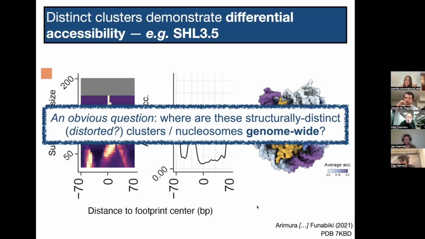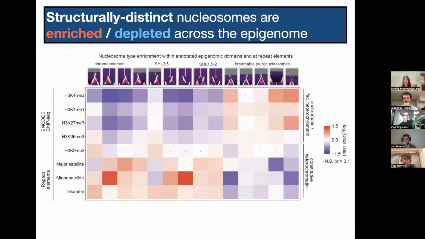Okay, so in the last 2 minutes, I'll try to answer three very obvious questions that you might have had during this talk. First, where are these nucleosomes genome-wide? We can map the enrichment of these different types across mappable and unmappable regions of the epigenome, and we see there's some logic here. So the least accessible nucleosome types seem to be enriched in heterochromatin. The most accessible nucleosome types seem to be enriched in euchromatin.